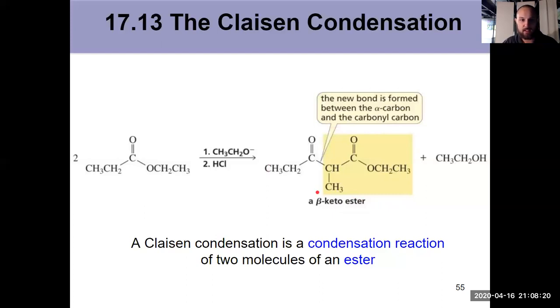And this happens via a nucleophilic acyl substitution reaction, which is why we're specific to esters, because now we have a leaving group. It's a condensation reaction, and the molecule we're removing here is now an alcohol instead of water. And the other thing to pay attention to is the base that you use is the same as your leaving group on your ester.